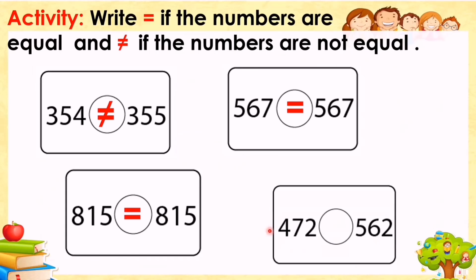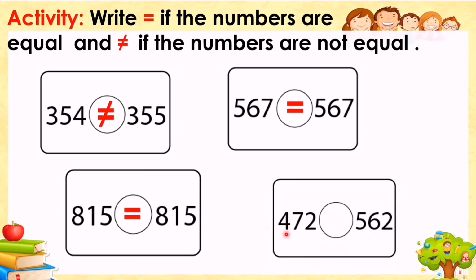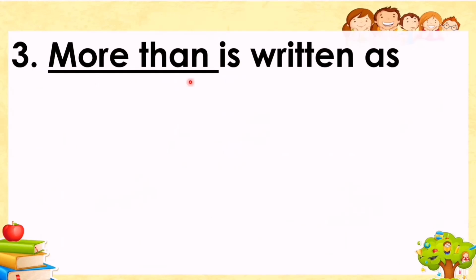Okay, the last, 472 and 562. Are they the same or not the same? The numbers are not the same, so you are going to write here not equal sign. Okay, so I hope you understand the equal sign and not equal sign. Okay, let's proceed to the third symbol, which is more than.